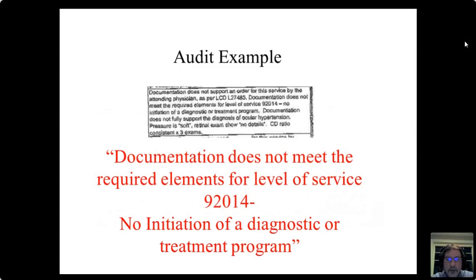The other interesting thing on there too is they also say documentation does not fully support the diagnosis of ocular hypertension. Pressure is soft, retinal exam shows no details, and CD ratio consistent by 3 exams. So a lot of times they can look at what you're documenting on there too, and just because you have a diagnosis, they can look in there and make sure that it makes sense with what you're presenting as your record. So you really have to make sure that the medical necessity is there for what you're doing.